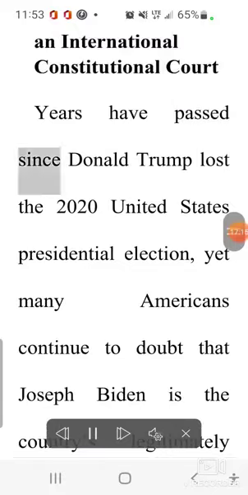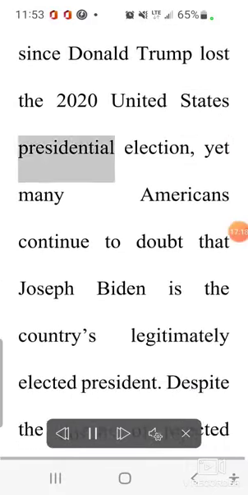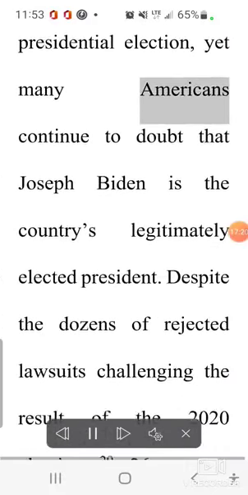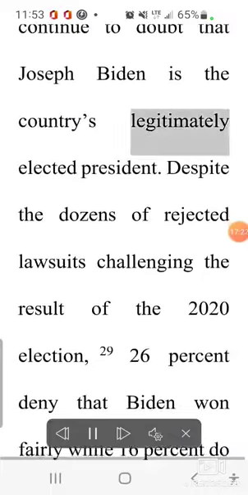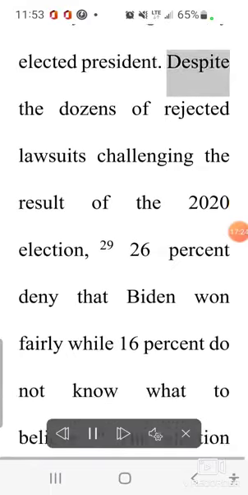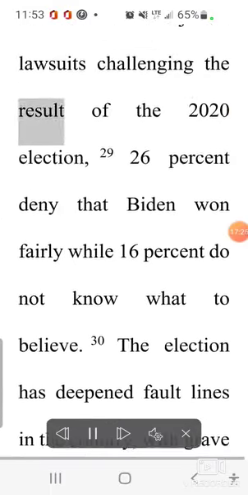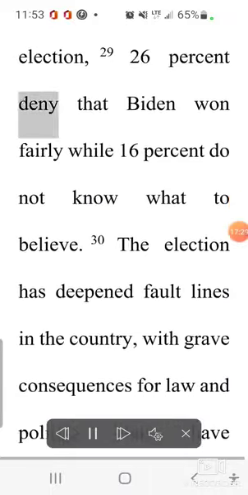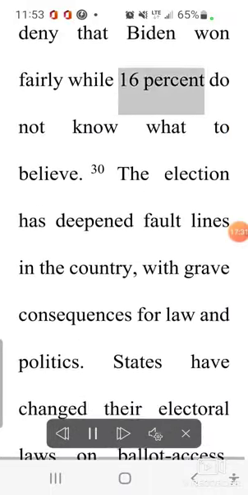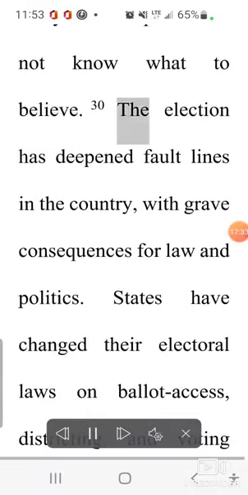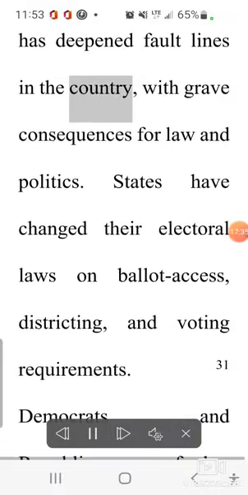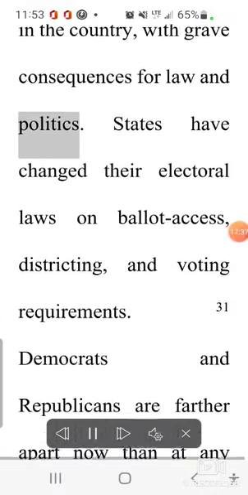Years have passed since Donald Trump lost the 2020 United States presidential election, yet many Americans continue to doubt that Joseph Biden is the country's legitimately elected president. Despite the dozens of rejected lawsuits challenging the result of the 2020 election, 26% deny that Biden won fairly, while 16% do not know what to believe. The election has deepened fault lines in the country, with grave consequences for law and politics.